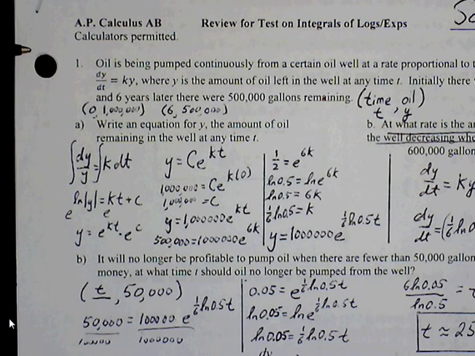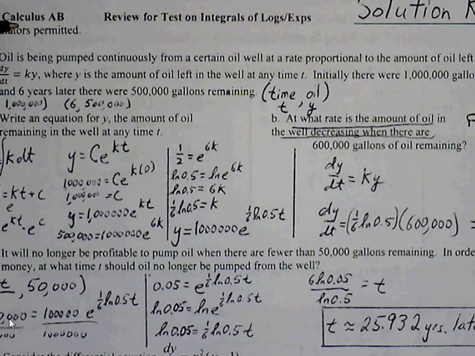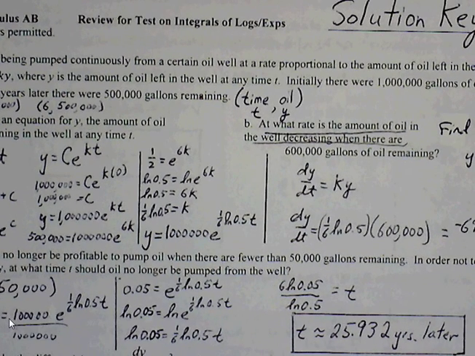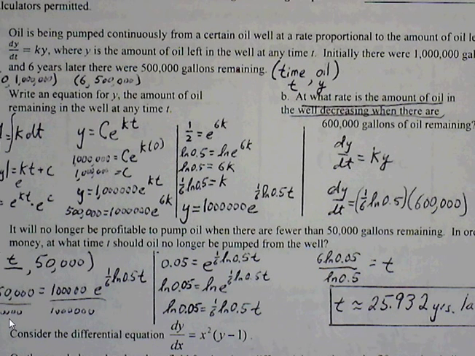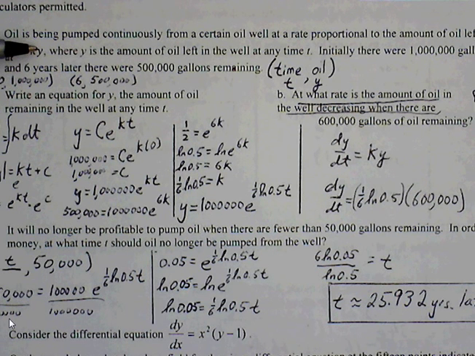This is the test review for Chapter 5 and 6. Let's look at number 1. Oil is being pumped continuously from a certain oil well at a rate proportional to the amount of oil left in the well. That is, dy/dt = ky, where y is the amount of oil left in the well at any given time.